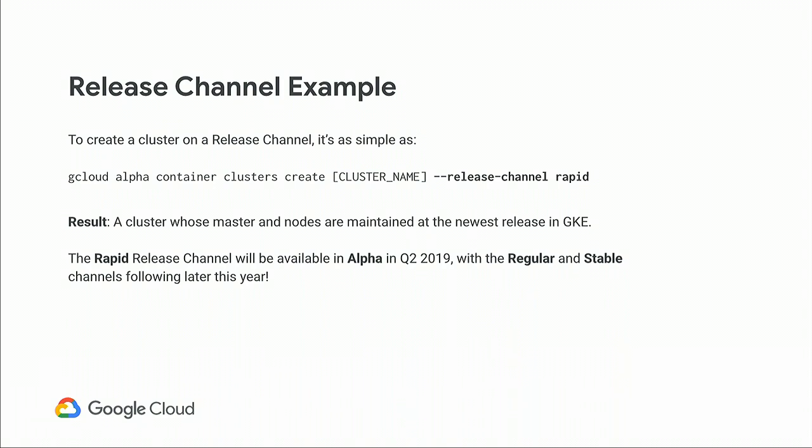There's a simple example here. Soon you'll be able to create a release channel cluster with as straightforward a command line as just saying release channel rapid, and we'll follow with Cloud Console changes later too. And you'll get a cluster whose master nodes are maintained at the newest release that we've qualified internally for GKE. This will be available later this quarter, hopefully.